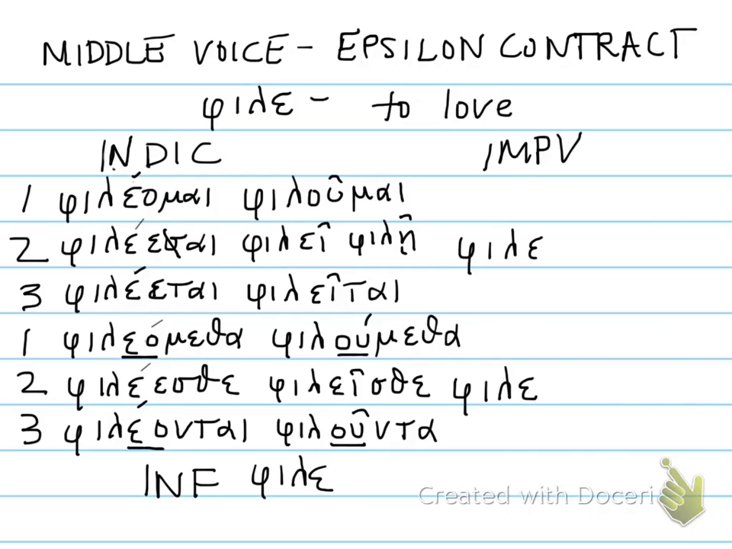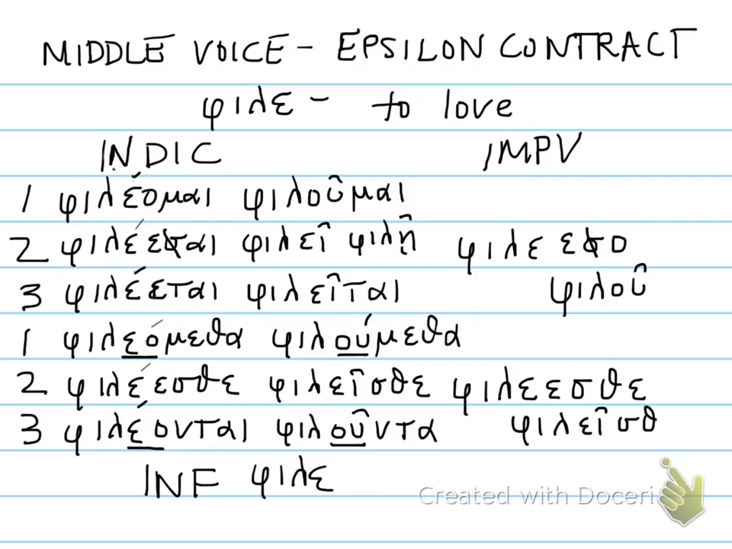Now let's do the imperatives. We'll add our singular imperative ending, phileeso, and our plural imperative ending, phileesthe. In the singular imperative, the intervocalic sigma drops out, and then epsilon plus omicron all contract together to give us philou. The plural looks exactly like the second person plural indicative. Epsilon plus epsilon contracts to give us epsilon iota with a circumflex, phileisthe.